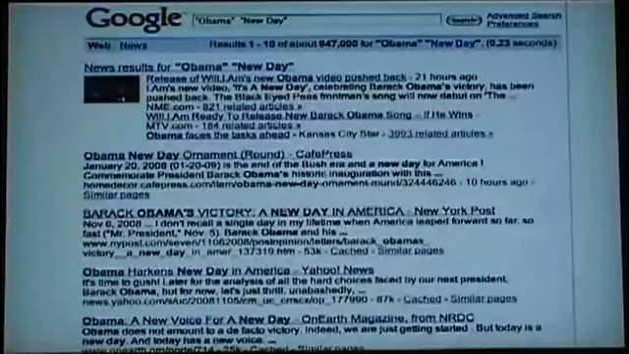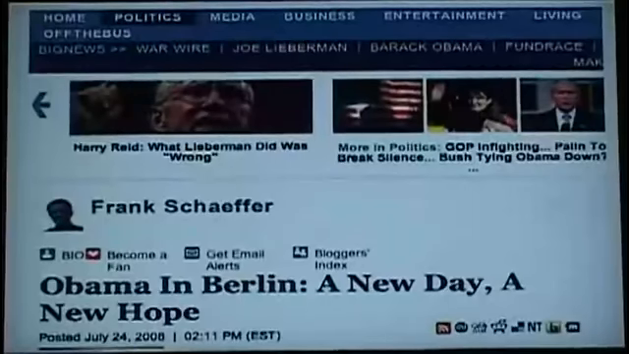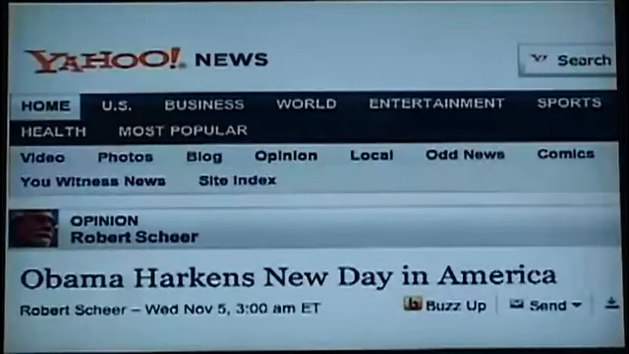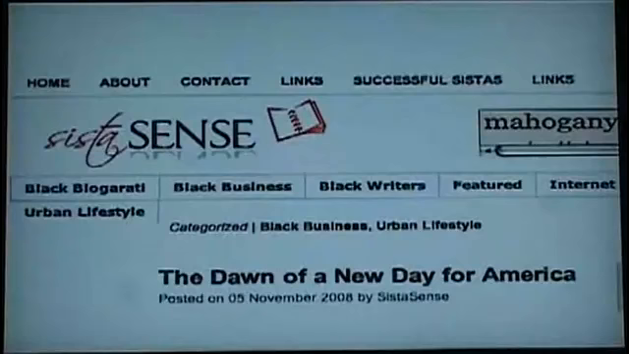Go to Google and put Obama and New Day, and you will see there's almost 1,947,000 back then. Almost 1 million entries on the web talking about Obama bringing the dawn of a new day. It's everywhere. Barack Obama's dawn of a new day for America. A new day dawns for our country. Communist parties ecstatic over their 2008 election results. Voice of Marxism announced hard work is just beginning. Obama in Berlin, a new day and a new hope. Barack Obama, a new day is dawning. I don't know if you're getting the point of where we're going and who we are today in America. But we are a full-blown communist, Marxist, Leninist state.